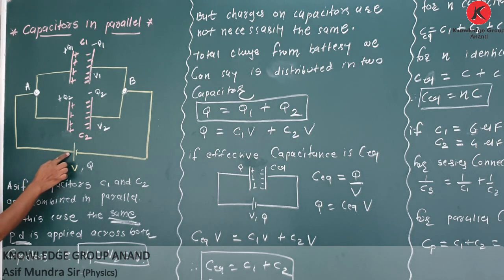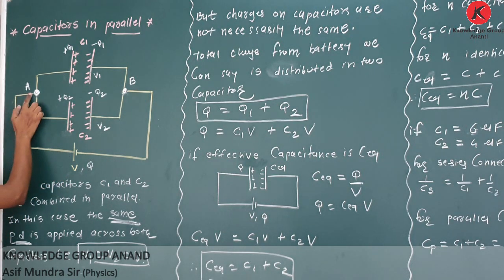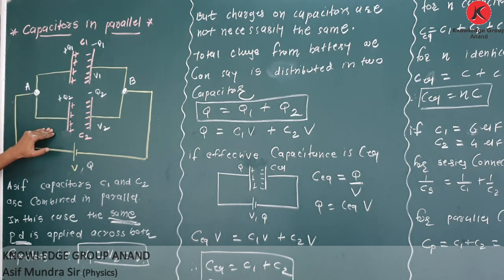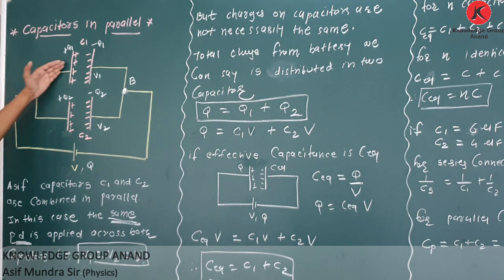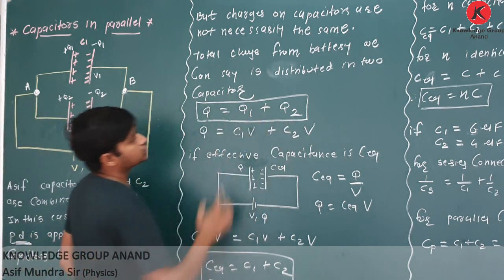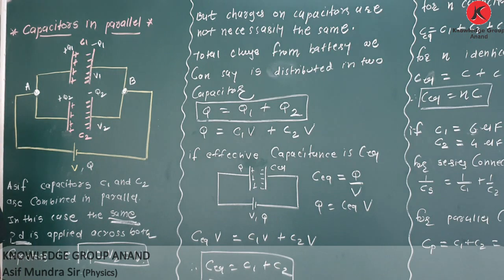See, charge Q is flowing from this cell and it is divided into two parts, on this part and on this part. I have assumed here on this capacitor the charge is Q1, on this capacitor the charge is Q2. According to the law of conservation of charge, initial charge is equal to final charge. Okay, so Q = Q1 + Q2.